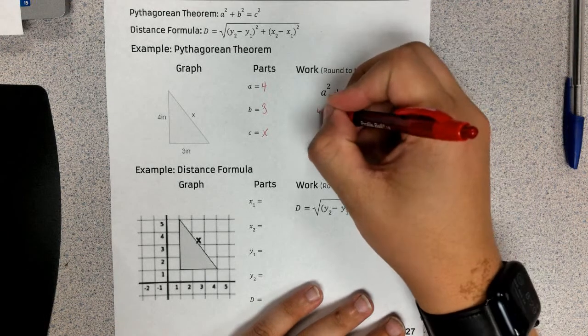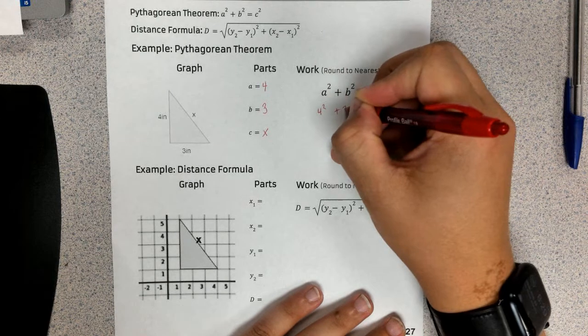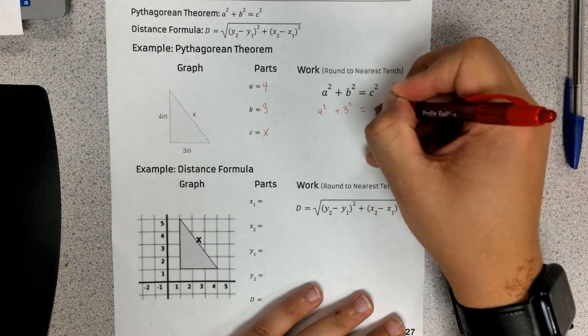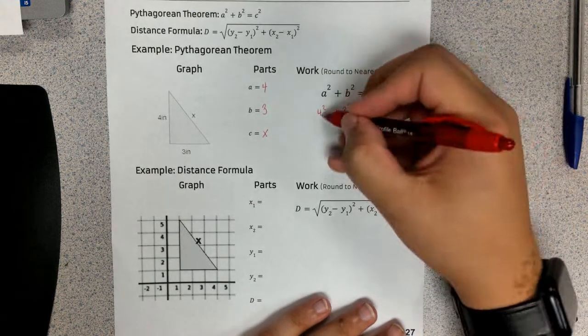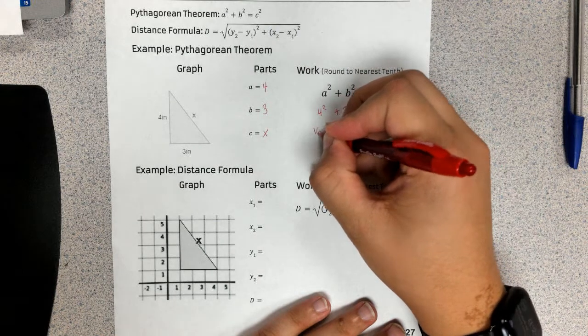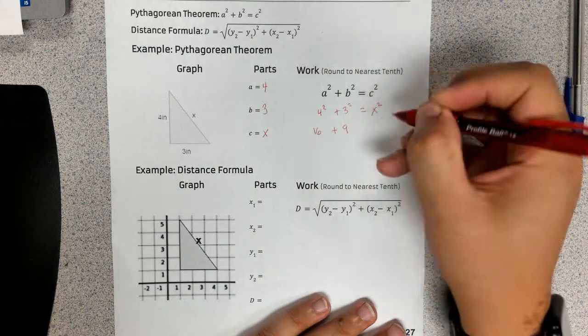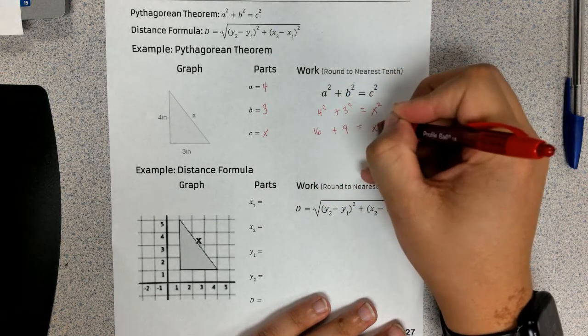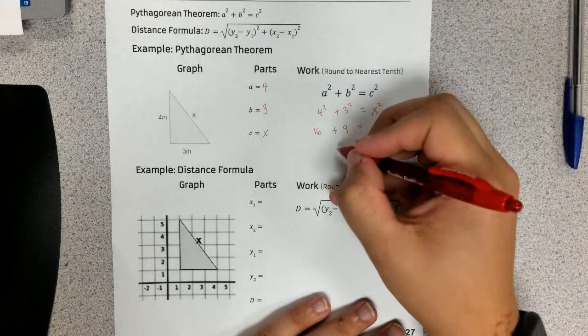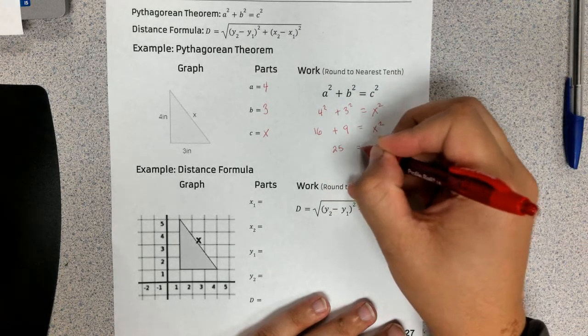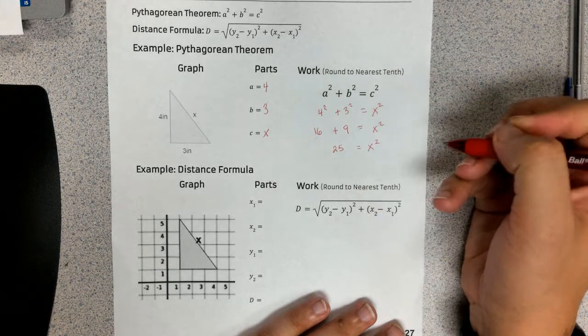So I have a squared, which is 4 squared, plus 3 squared equals x squared. 4 squared, which we can do in the calculator, is 16. 3 squared in the calculator is 9, which still equals my x squared. I can add these together and get 25 is equal to x squared.